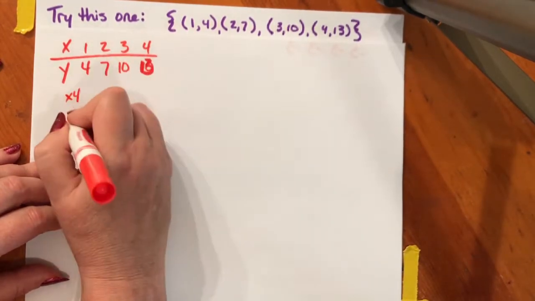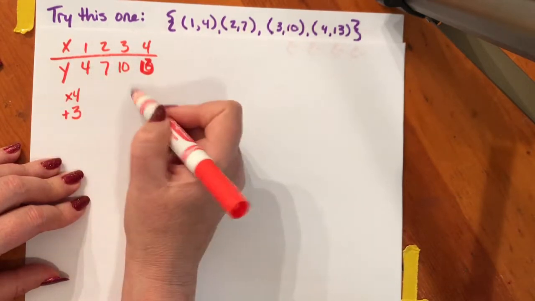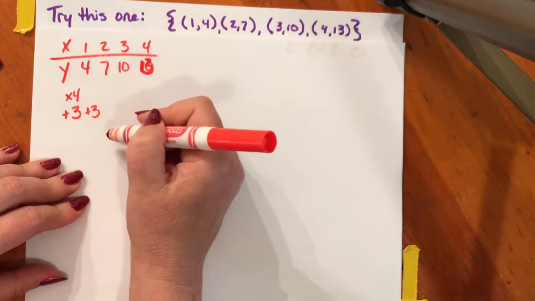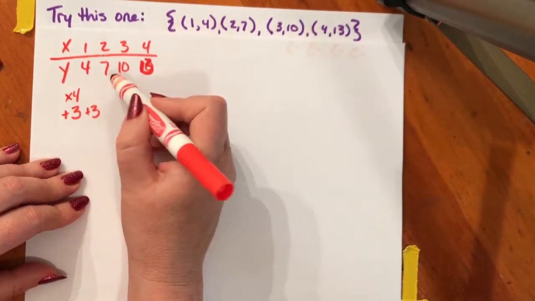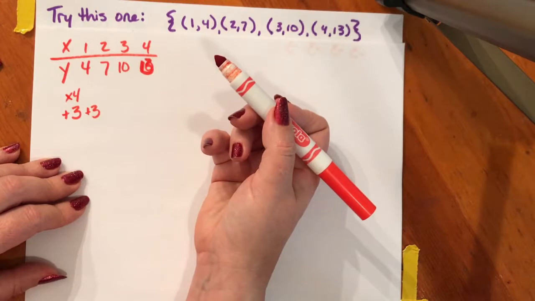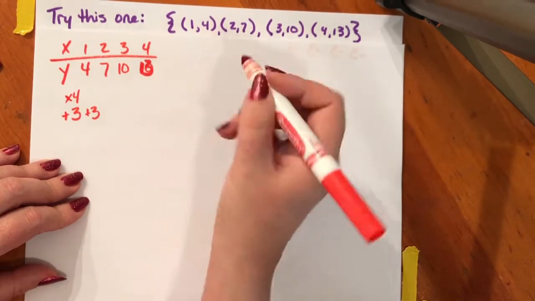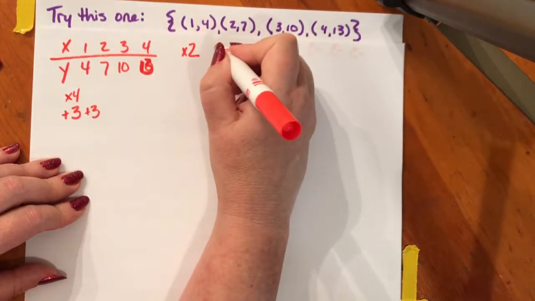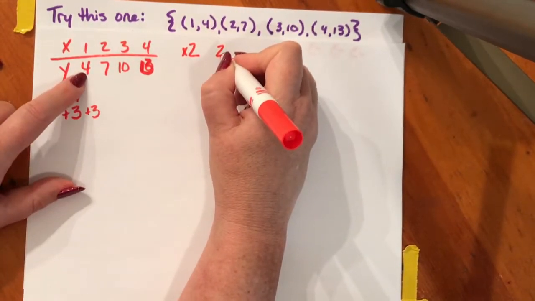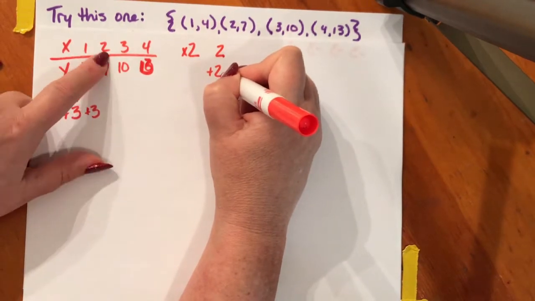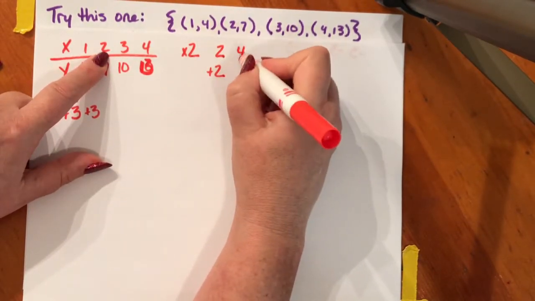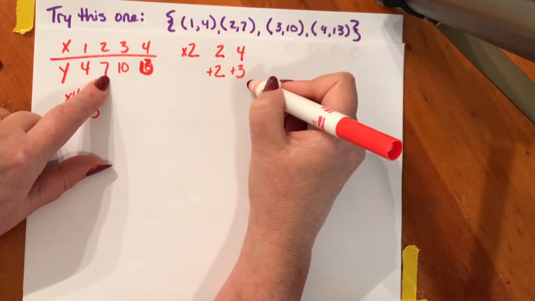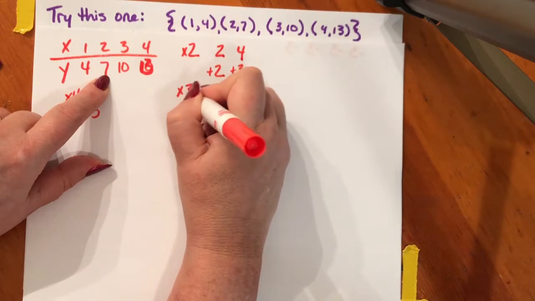Let's try straight addition. 1 plus 3 is 4, but 2 plus 3 is 6. So that's not going to work. So if it doesn't work, it's going to be a combination of something, and it's not going to be ridiculous. So we're going to try times 2 to begin with. 1 times 2 is 2, and to get to 4, I need to add 2. 2 times 2 is 4, and to get to 7, I need to add 3. Well, that's not it.